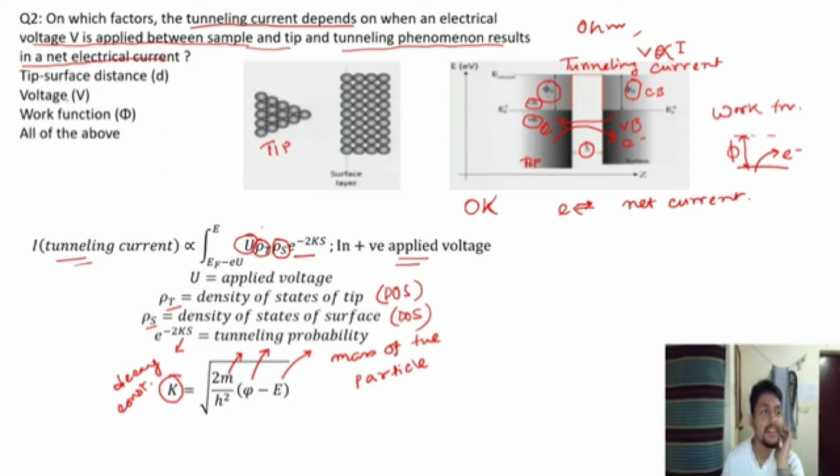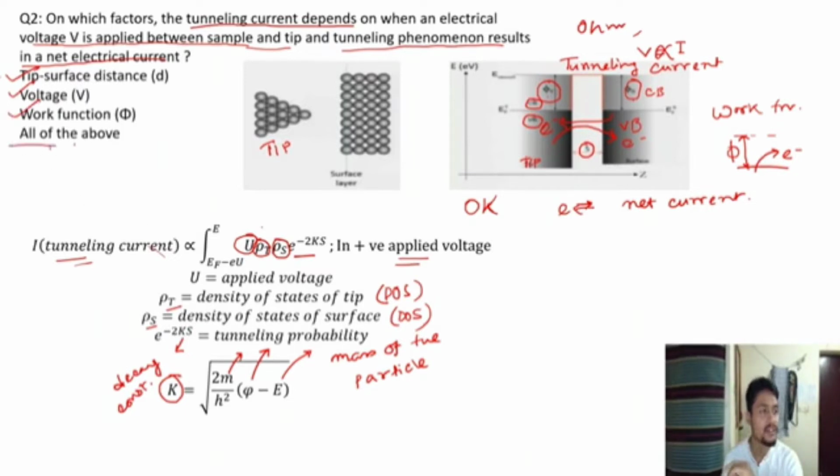So now, what are the things they have given in the question? The tip-surface distance, obviously we already know, tunneling depends upon it. Now the voltage applied, obviously, because whenever we are not applying any voltage, no current is there. We know the tunneling current is proportional to the voltage applied. So if you apply more and more voltage, we are going to get more tunneling current. Also the work function, because the tunneling probability itself depends upon the work function. So that is also going to be the case.